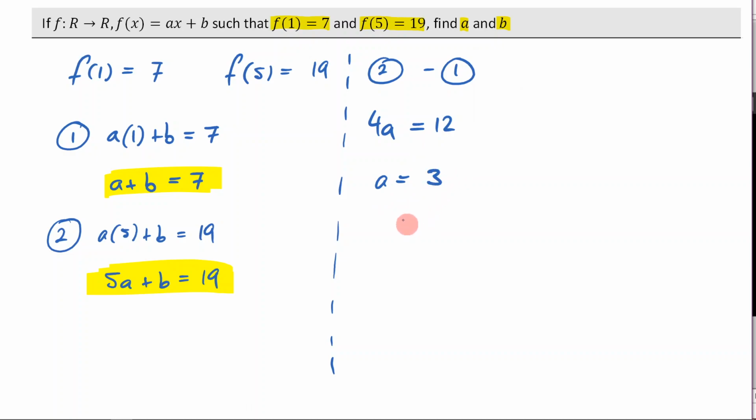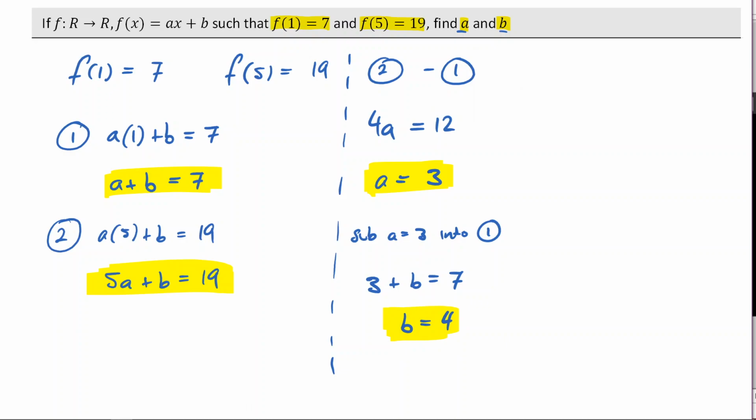And then to find out what b is going to be, because we've got a, now we need to figure out what b is going to be, I'm going to sub a equals 3 into my first equation. So this one right here. So I'm going to get 3 plus b is equal to 7, which means b is equal to 4. And just like that, I have one answer, 2 answers, and we are done.